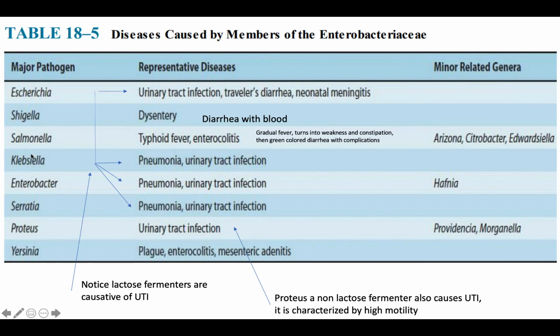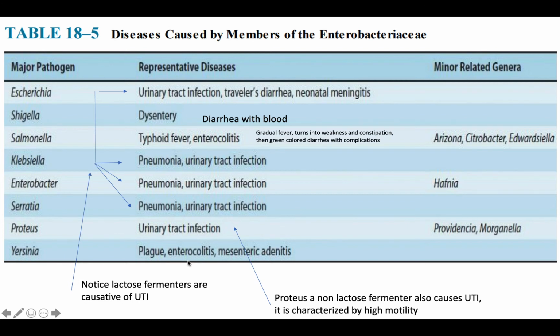And then you have the Klebsiella, Enterobacter, Serratia group, which all have pneumonia and urinary tract infections as the areas where they cause disease. And you can see these are all the non-lactose fermenters; the lactose fermenters are all causative of UTI. E. coli, Klebsiella, Enterobacter, Serratia, all of them cause urinary tract infection and outside.